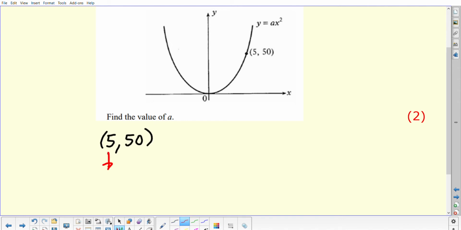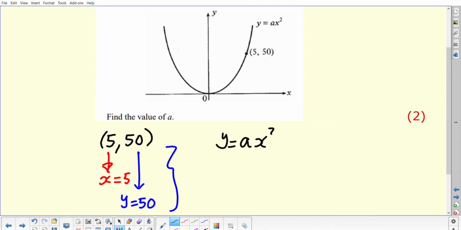Remember that the 5 will be your value for x, so you've got x equals 5, and your 50 is your y value, so you've got x equals 5 and y equals 50, and you're going to sub both of those values into the equation of the curve, which is y equals ax squared. So the y we are replacing with the 50, and the a is what we're trying to work out, and that is multiplying your value for x, which is 5, and that is getting squared.